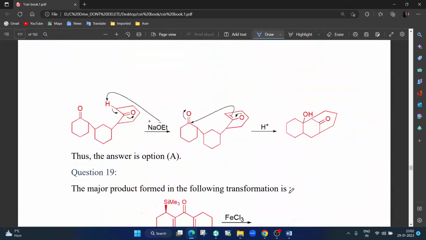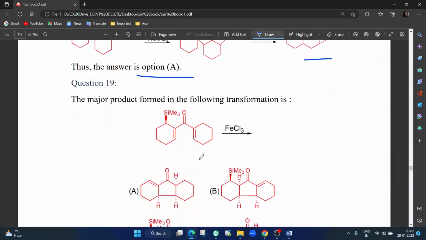Next step is aldol reaction. It takes away proton, you get negative charge. Now this negative charge will go and attack here, you get OH. So this is your aldol. So the answer is, first is aldol condensation, second is Michael, and then third one is aldol reaction. So the answer is option A.